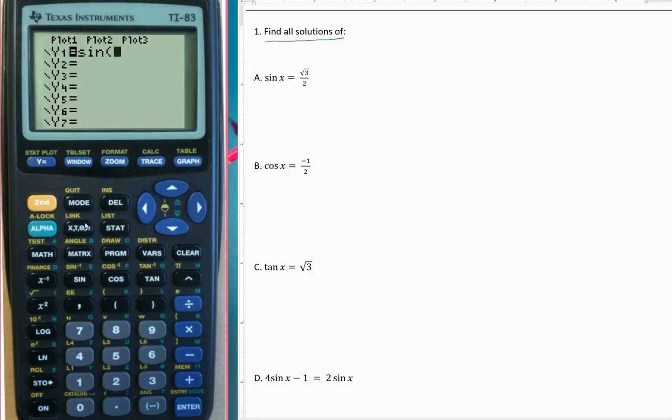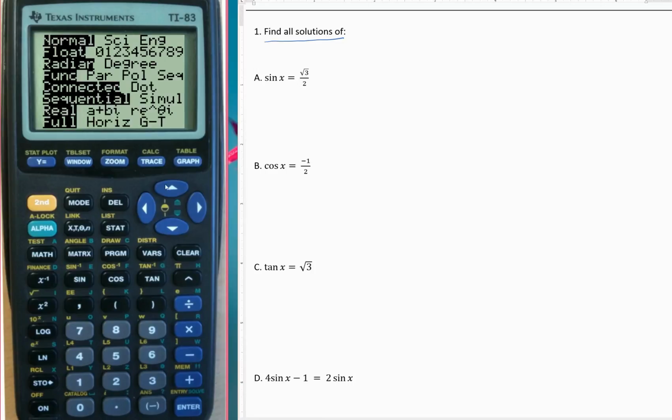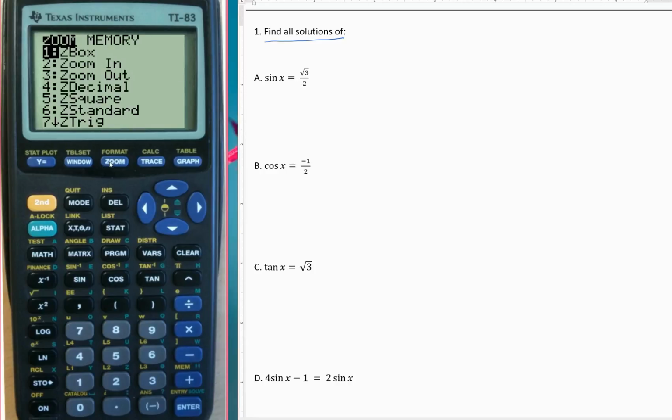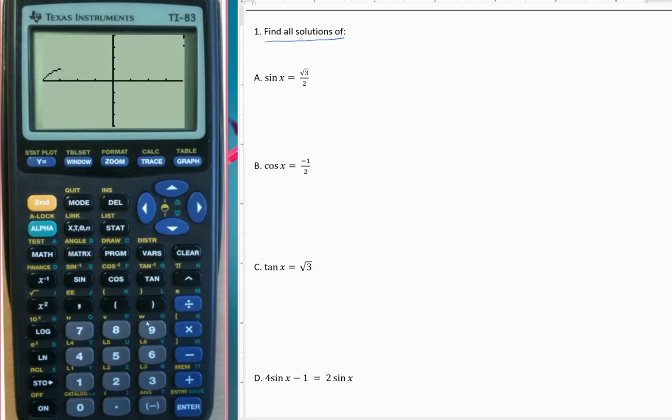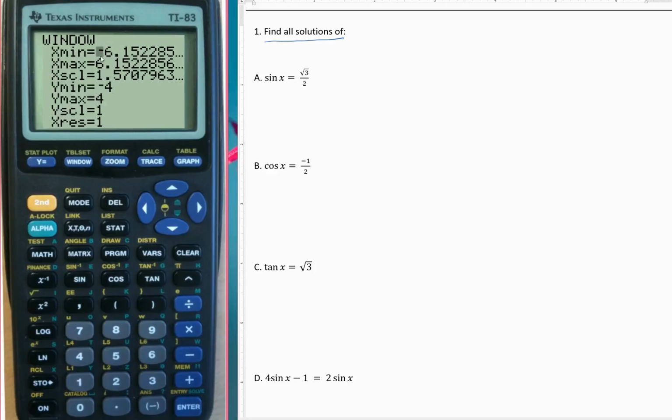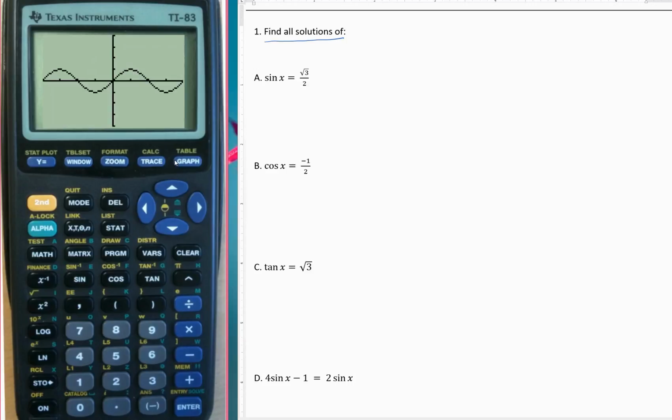So I'm going to put sine of x in my y1, and I'm going to make sure that I'm in radians, okay? And I'm going to hit zoom. There's one called zoom trig that will give us a nice picture of sine of x. Now if you hit the window, you'll notice this is going from about negative 2 pi up to 2 pi. They're not quite there, but about negative 2 pi to 2 pi. And you know this will be a wave pattern that goes on in both directions.